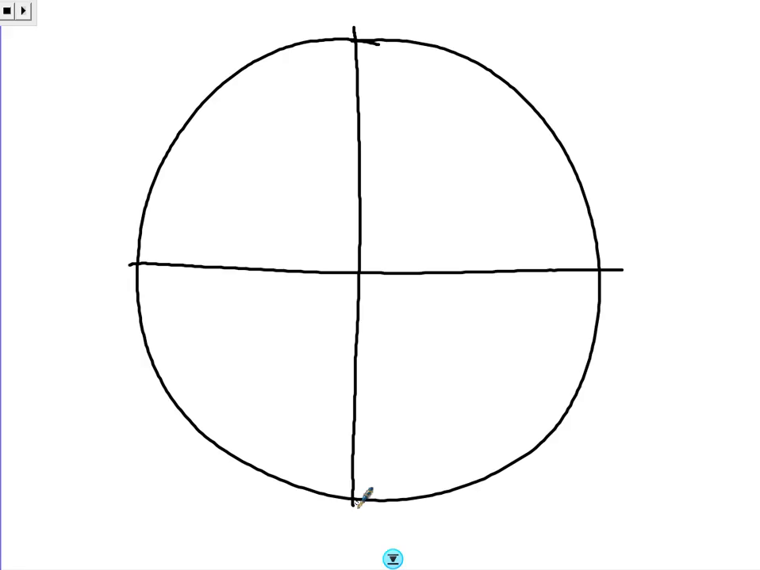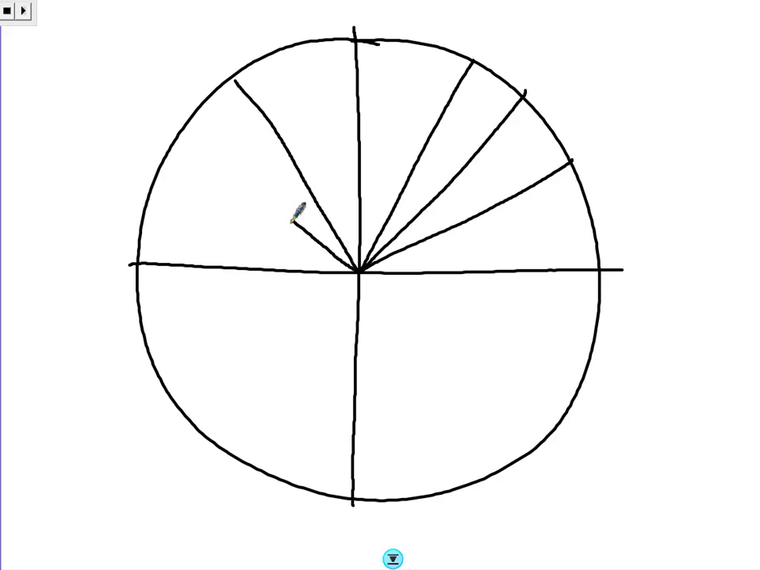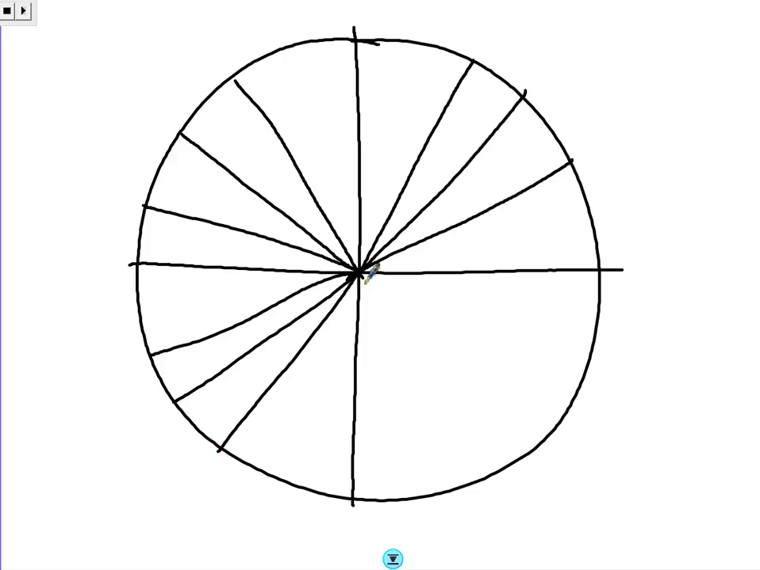So I'd like you to find some scratch paper. Draw a big circle. Put your x and y axis on there. I'd like you to do a 30 degree, a 45, and a 60. Alright, it's not exact, but it's good enough.